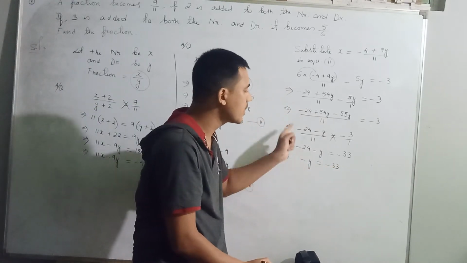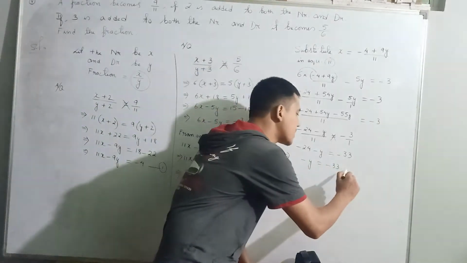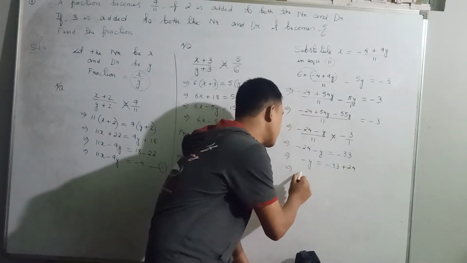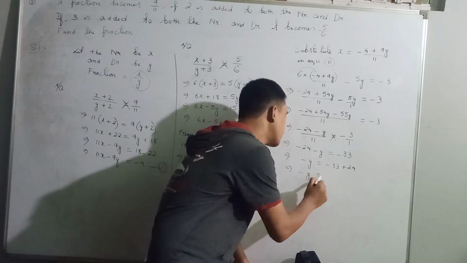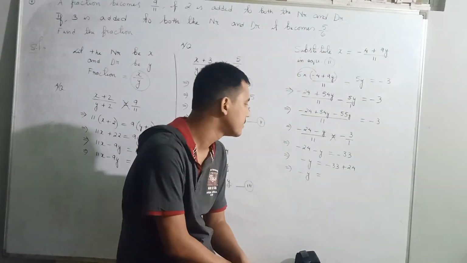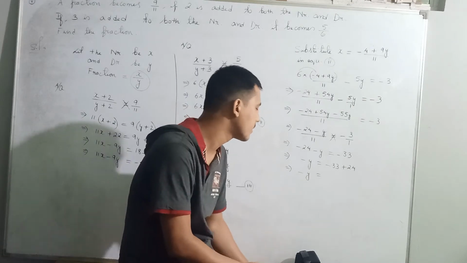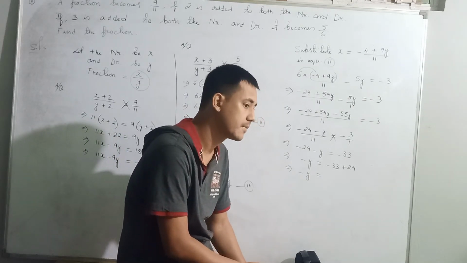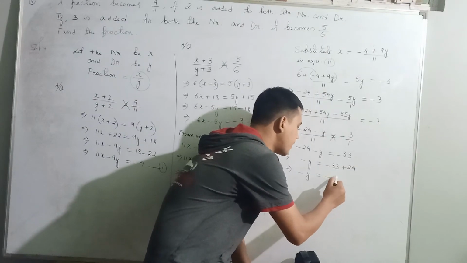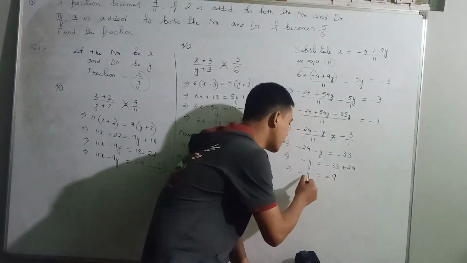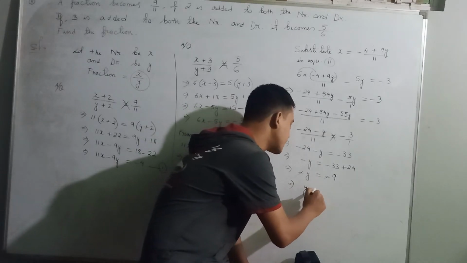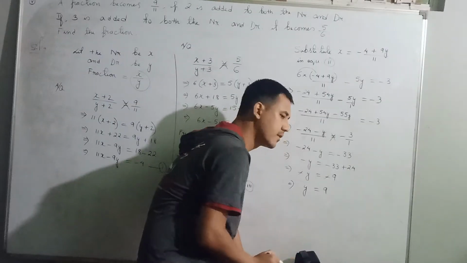Minus 24 can be transposed to the other side as plus 24. So minus y is equal to, what is minus 33 plus 24? Minus 9. So here minus minus cancels out, and we get y is equal to 9. Okay.